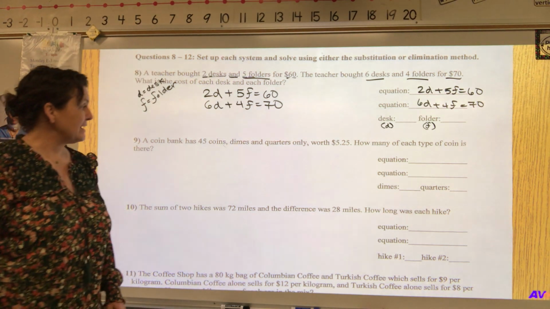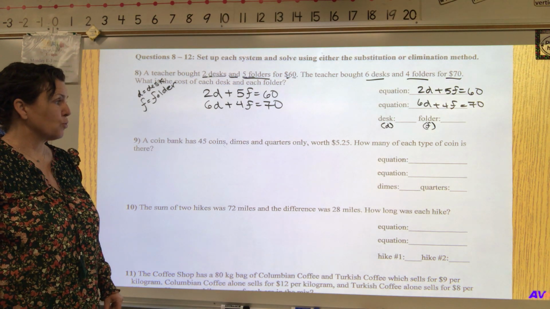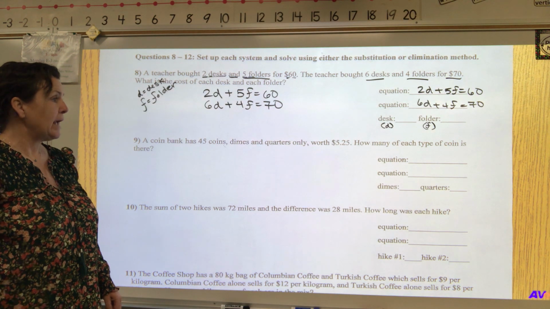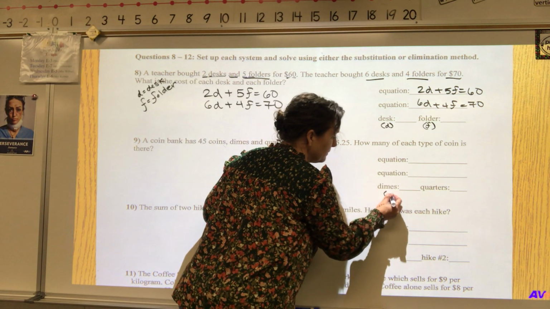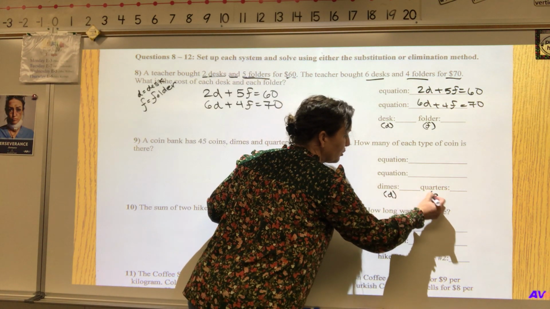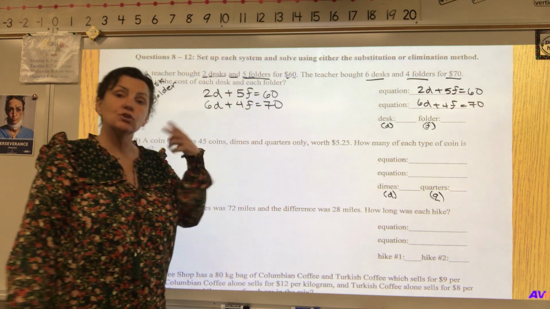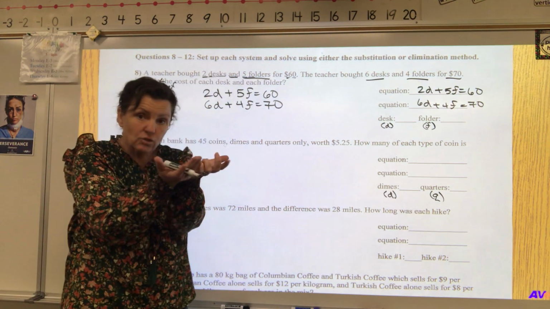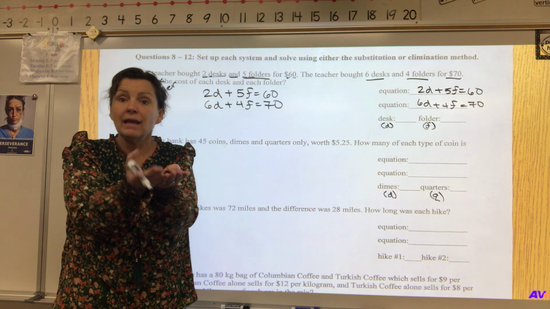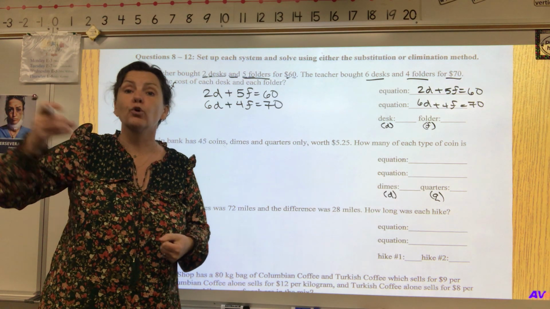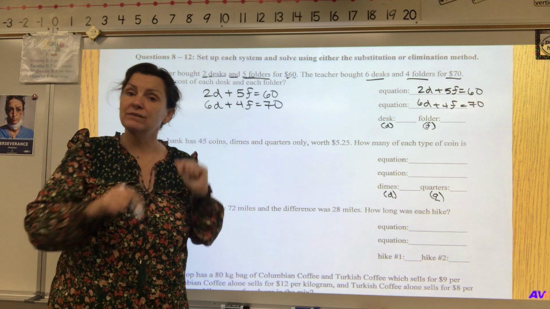A coin bank has 45 coins, dimes and quarters only, worth $5.25. How many of each type of coin is there? Well, I'm going to use D for dime, and I'm going to use Q for quarter. So we have 2 things that they're mentioning. Physical coins, coins I literally could see in my hand, and value of coin, or the worth of the coins. Those are 2 different statements.